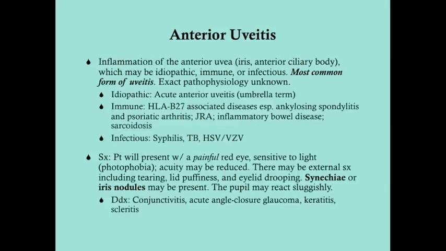The differential here, as mentioned, includes conjunctivitis. That tends to be more of an irritated red eye, not so much painful. With acute angle closure glaucoma, typically you're going to have a blown pupil. Keratitis and scleritis can be difficult to differentiate, and usually the ophthalmologist will have to do that. But you certainly won't have synechiae in keratitis or scleritis. You shouldn't.